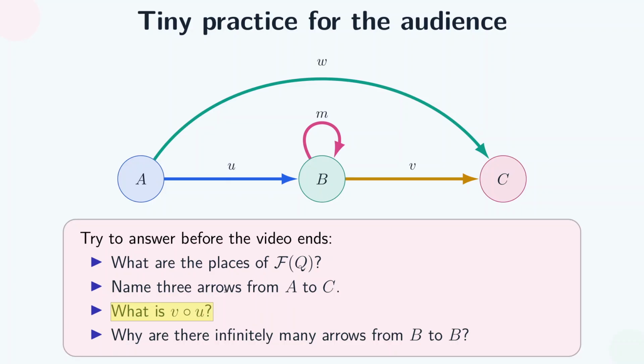And the final question asks, why are there infinitely many arrows from B to B? This is the key loop idea again. If there is a loop at B, then we can go around it once, twice, 3 times, and forever. Each repetition gives a different path, so the free category contains infinitely many morphisms from B to B. This tiny practice is nice because it checks the whole construction at once: objects, paths, composition, and the effect of loops. At this point, the free category should feel much less like a formal definition and much more like a natural enlargement of the quiver we started with.